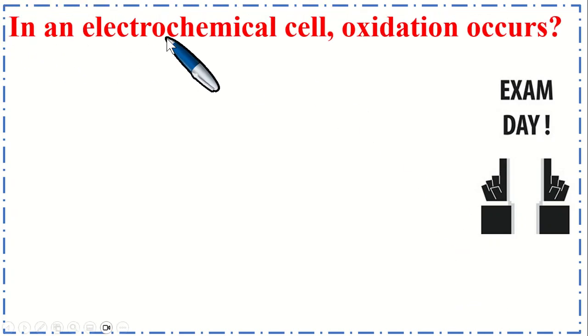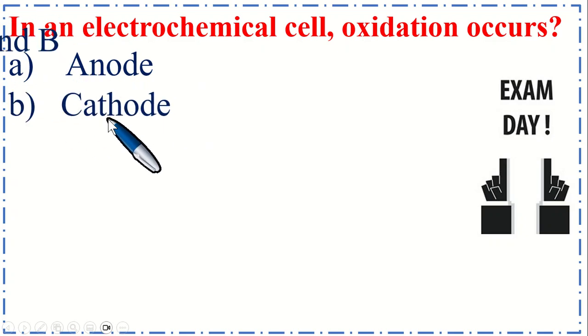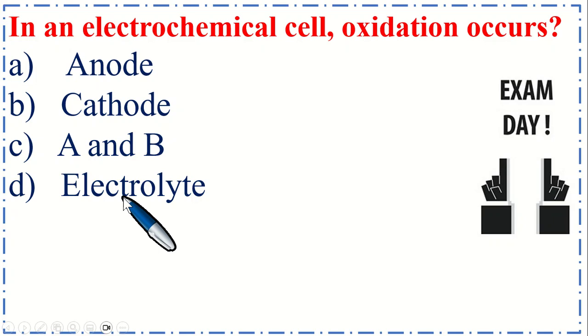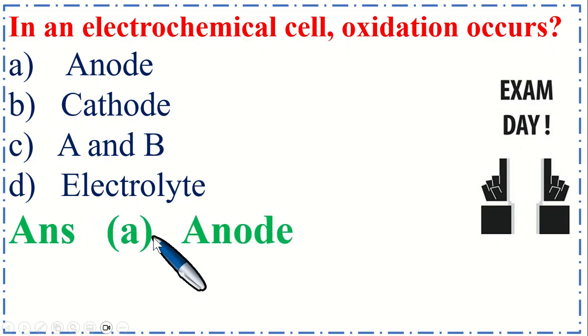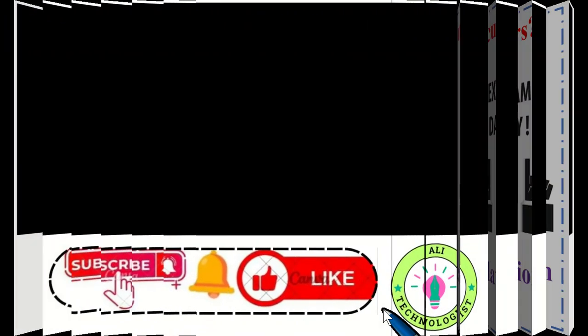In electrochemical cells, oxidation occurs. Option A, anode. B, cathode. C, A and B. And option D, electrolyte. So the correct option is A, anode. The anode is where oxidation occurs, loss of electrons.